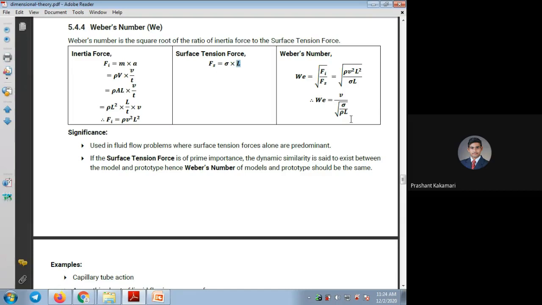You can note down this equation. Weber number is given by V by square root of sigma by rho L. Once you substitute all these fundamental quantities M, L, T in these ratios, we will get just a number without any dimensions. That's why it is a dimensionless number. Now why is this important? To study the surface tension forces which are acting on the fluid surfaces.